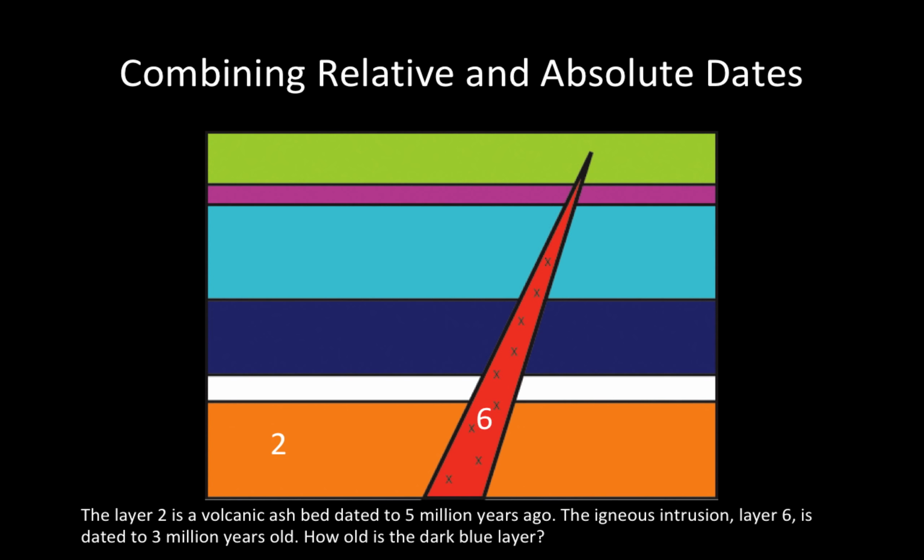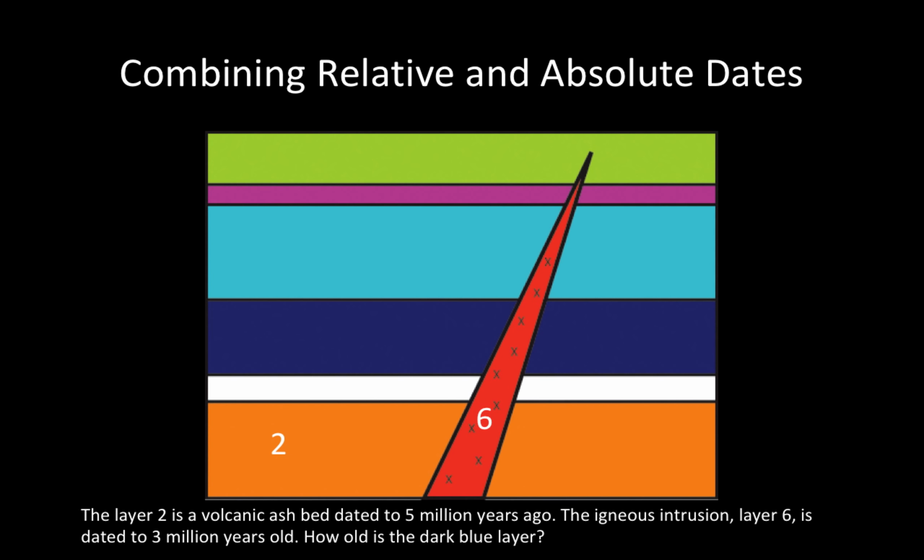So now let's combine the two. You've seen this chart before, but let's combine these two dates together. Let's say layer 2 is a volcanic ash bed that is 5 million years old. We know it. I just told you it is. The igneous intrusion that's cutting across it is 3 million years old. How old is the dark blue layer?